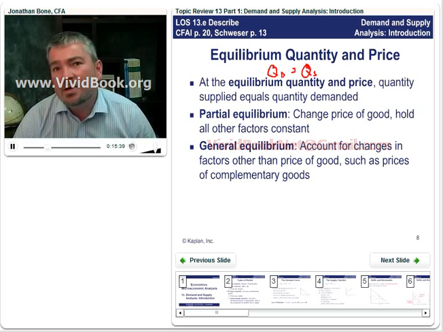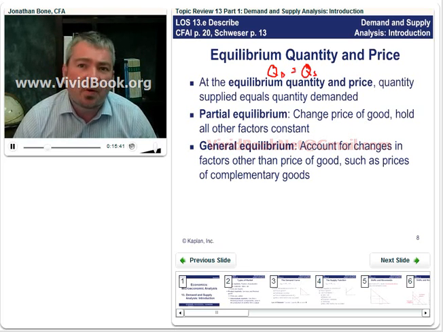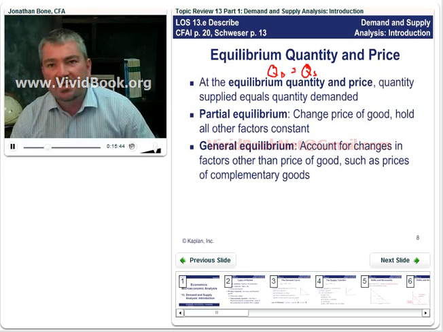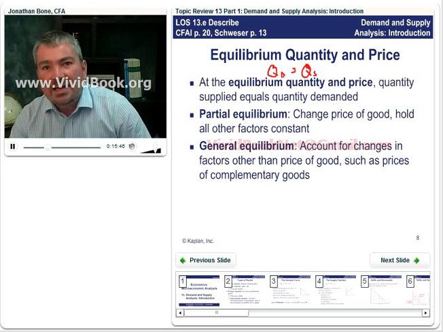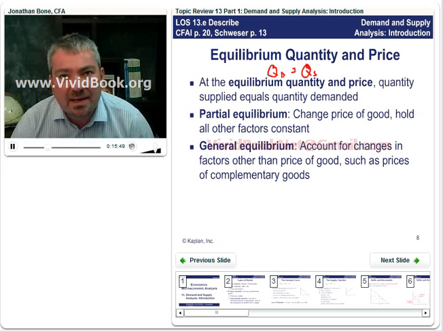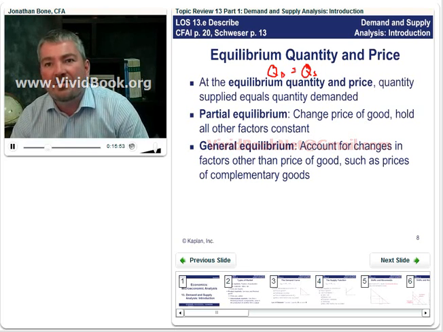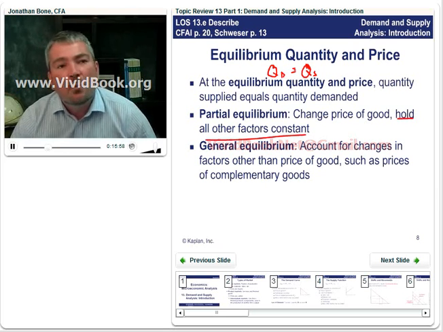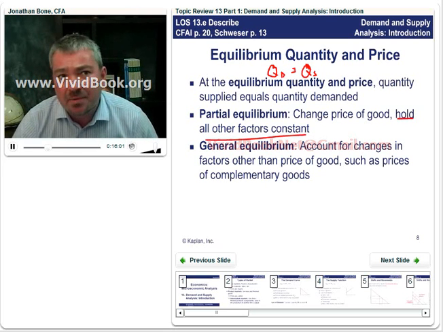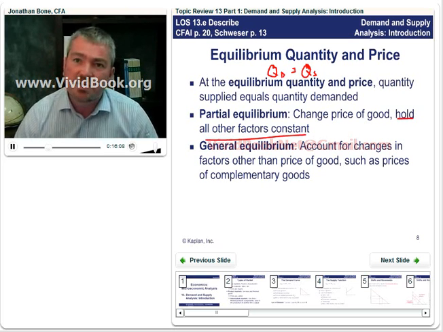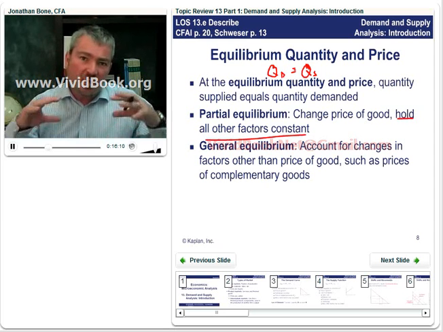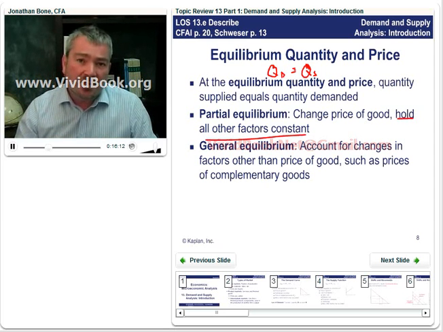Now let's start with our partial equilibrium. Change the price of the good, hold other factors constant. In other words, it's the price that means quantity demanded equals quantity supplied, but we're holding all of our other factors constant. Now what do we mean by holding all of our other factors constant? We're talking about our exogenous variables. So remember when we looked at demand, we talked about income levels, the price of complementary products, prices of substitutes. We're keeping all of their prices constant in this model, in a partial equilibrium.